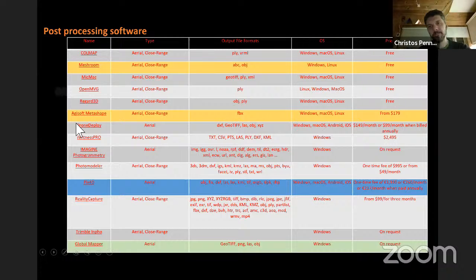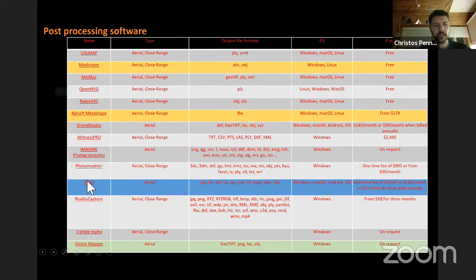Metashape costs around $180, whereas Mesh room is open source and it's actually really good software, and one can achieve the same results with the same ease as using Agisoft Metashape.